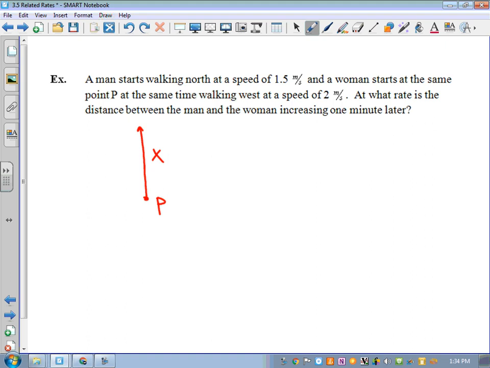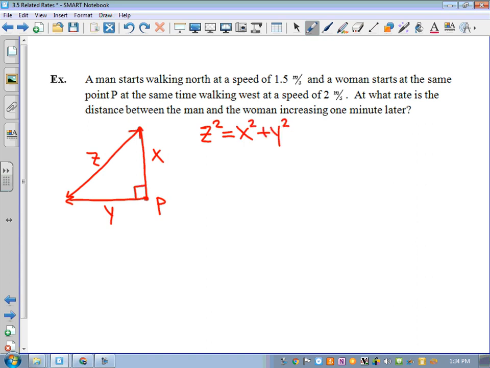Now, it does say, at what rate is the distance between the man and the woman increasing? That would be this dimension right here. And as much as it does suck, I am going to call that z. Now, if the man is walking north and the woman is walking west, there is a 90-degree angle between them, and that is massively important because that's how we relate these variables. I like to write the relation right away: according to Pythagoras, in this case and how I've defined these variables, z squared is equal to x squared plus y squared.